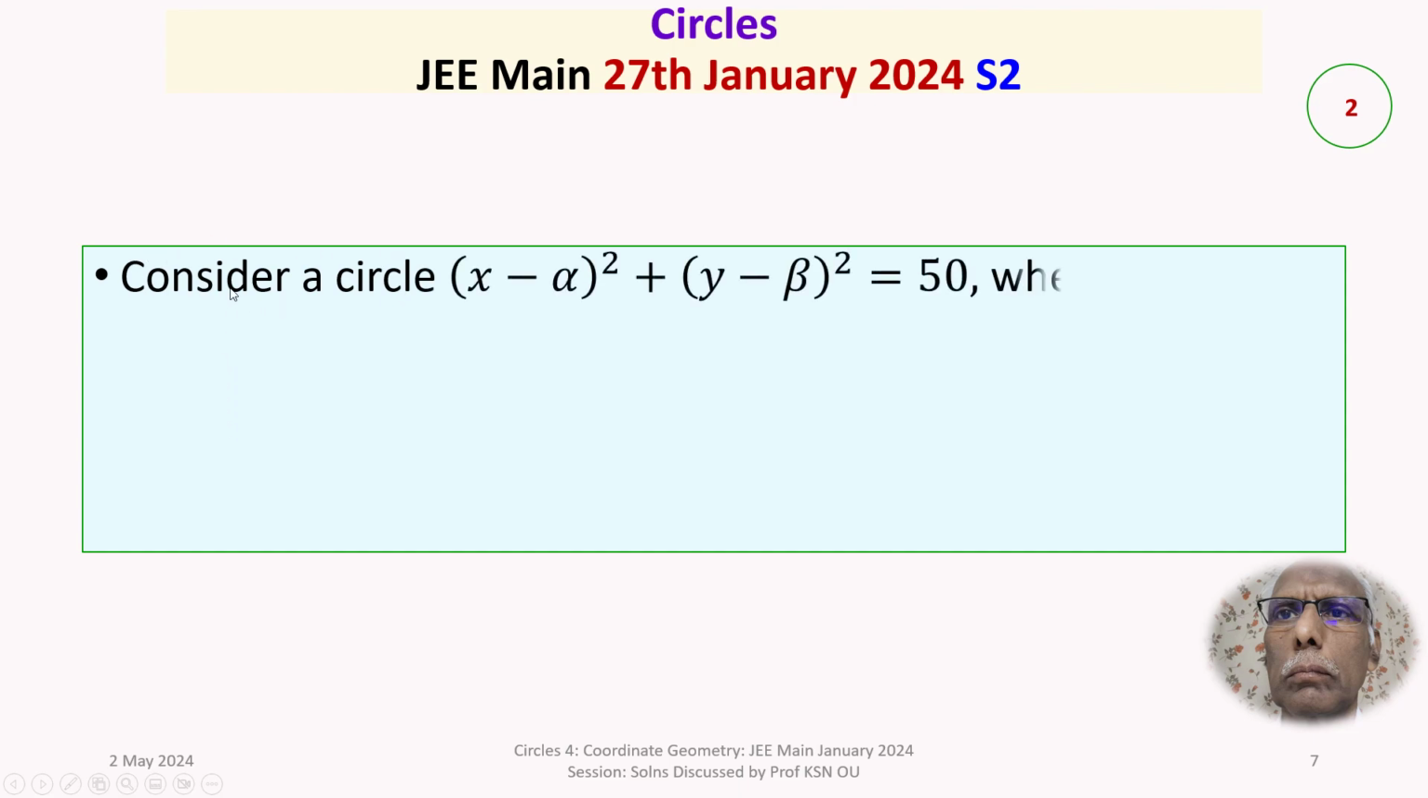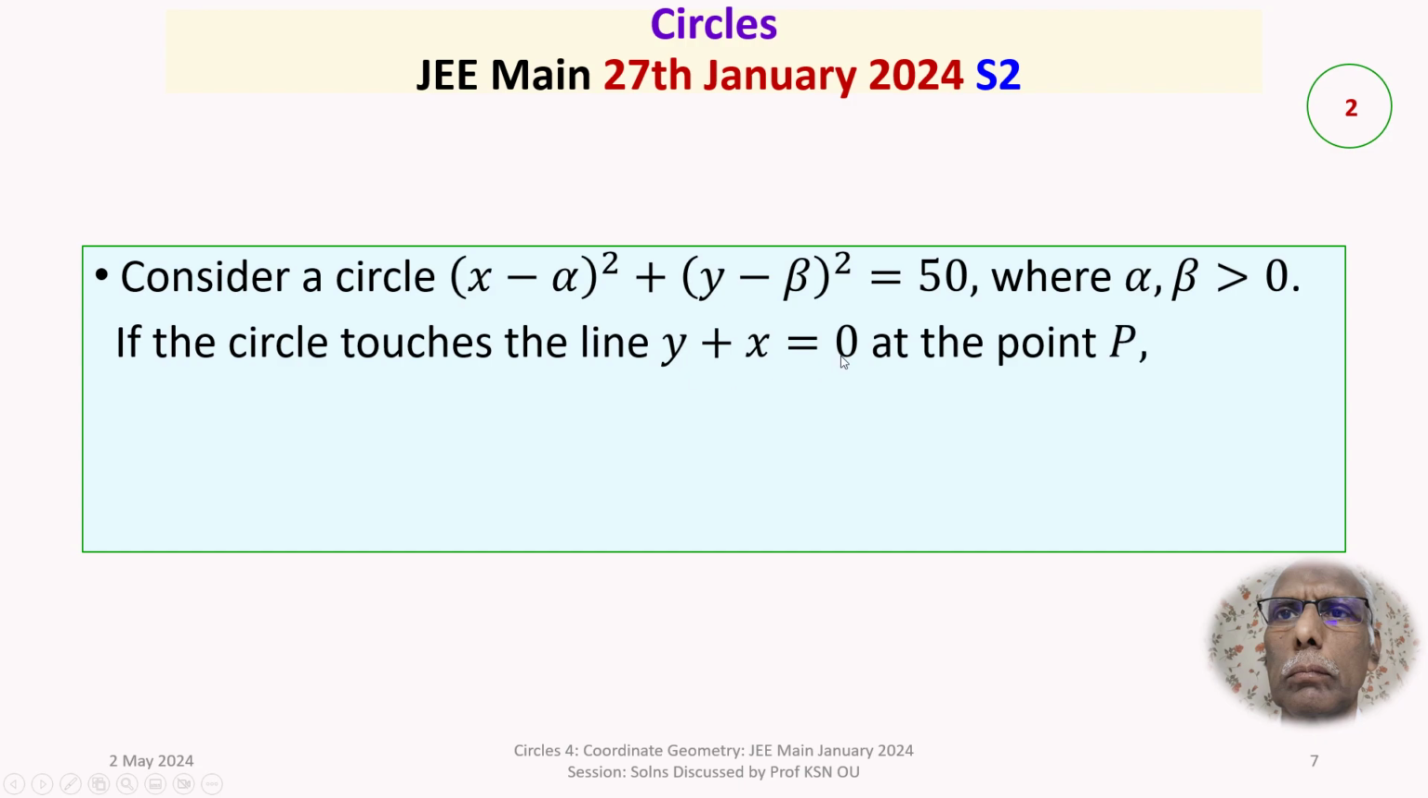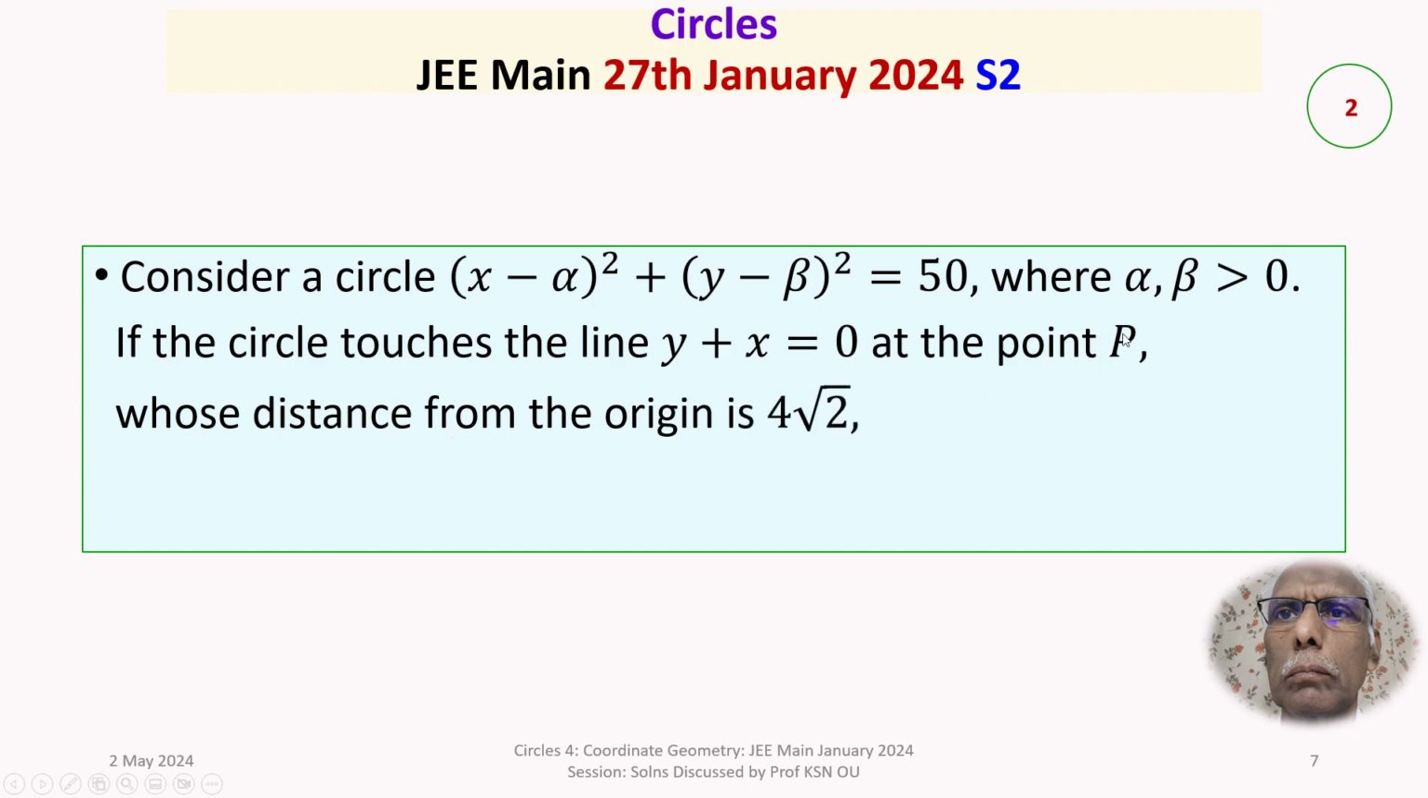The given question is, consider a circle (x minus alpha) whole square plus (y minus beta) whole square is equal to 50 where alpha, beta greater than 0. If this circle touches the line y plus x is equal to 0 at the point P, whose distance, that is the distance of this point P from the origin is 4 root 2, then (alpha plus beta) whole square is equal to. It is a numerical value type question. So you have to find out and write the numerical value of that.